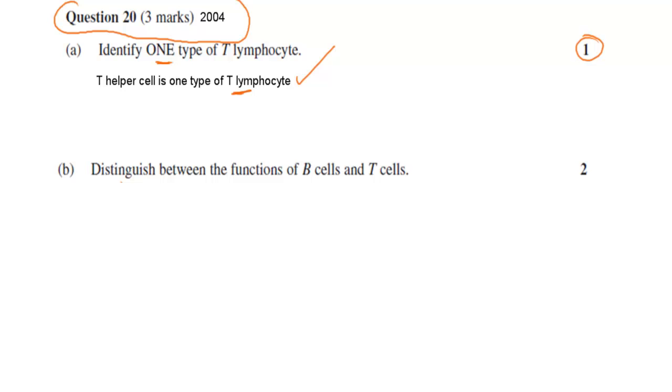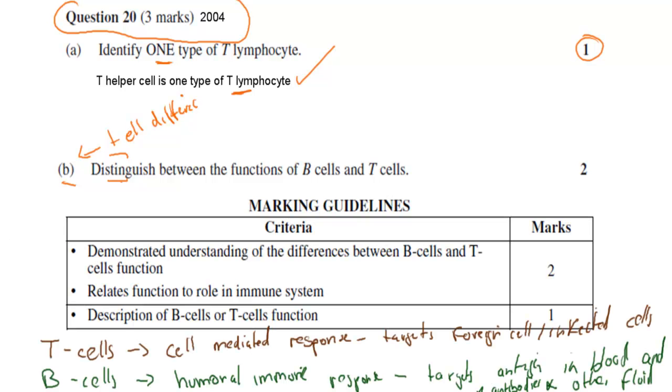Remember, distinguish means we need to be able to tell the difference between the functions of B cells and T cells. So we need to say something that will tell the difference between the B and T cells. To get full marks, you should have demonstrated an understanding of the difference between T and B cells and related function to the role in the immune response. So we should say what they do, but if you just say what they do by itself, you only get 1 mark. You actually need to say what they do, but also relate that to the role in the immune response and how these responses are different.